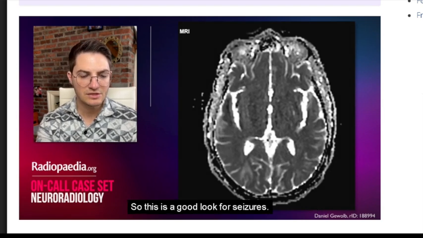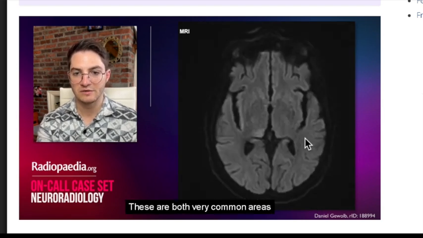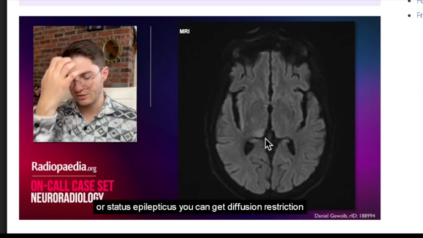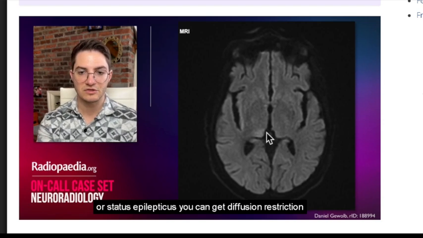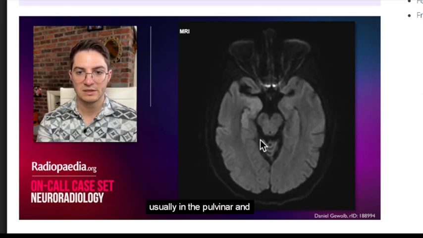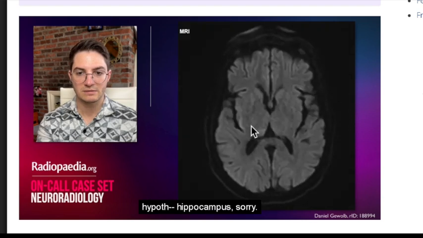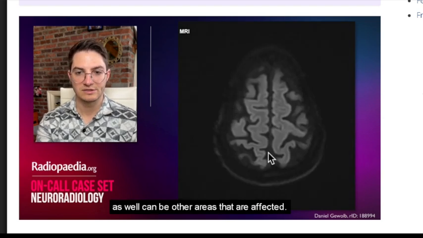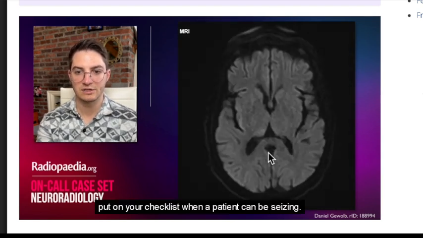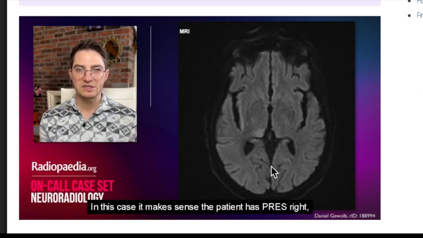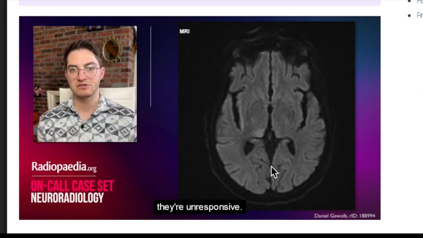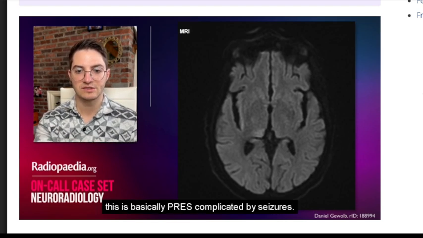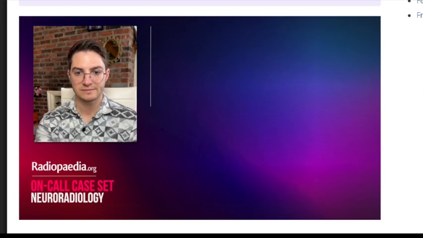So this is a good look for seizures. These are both very common areas for seizure-induced changes. If from acute seizure or status epilepticus, you can get diffusion restriction, usually in the pulvinar and/or hippocampus, and sometimes the cortex as well can be other areas that are affected. Those are good areas to put on your checklist when a patient could be seizing. In this case, it makes sense. The patient has PRES, right? They're unresponsive, so PRES is associated with seizures, so it's very possible that this is basically PRES complicated by seizures.